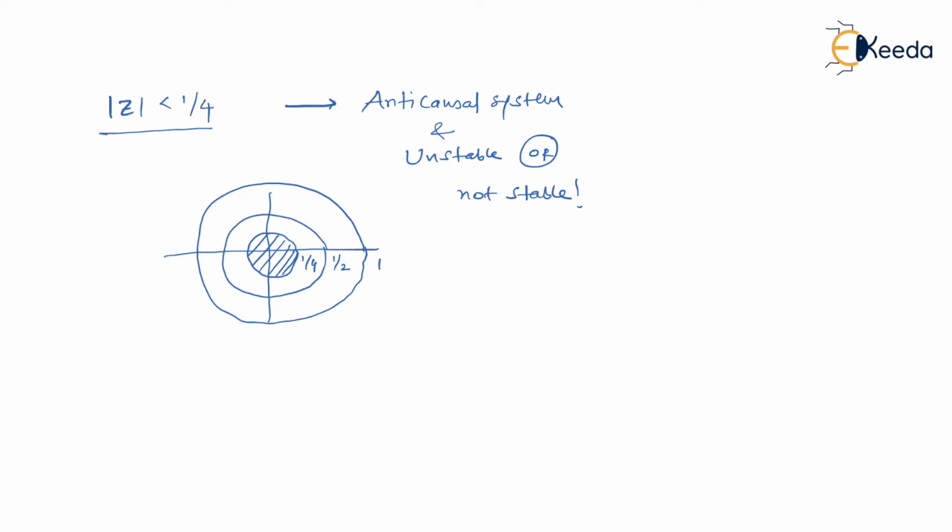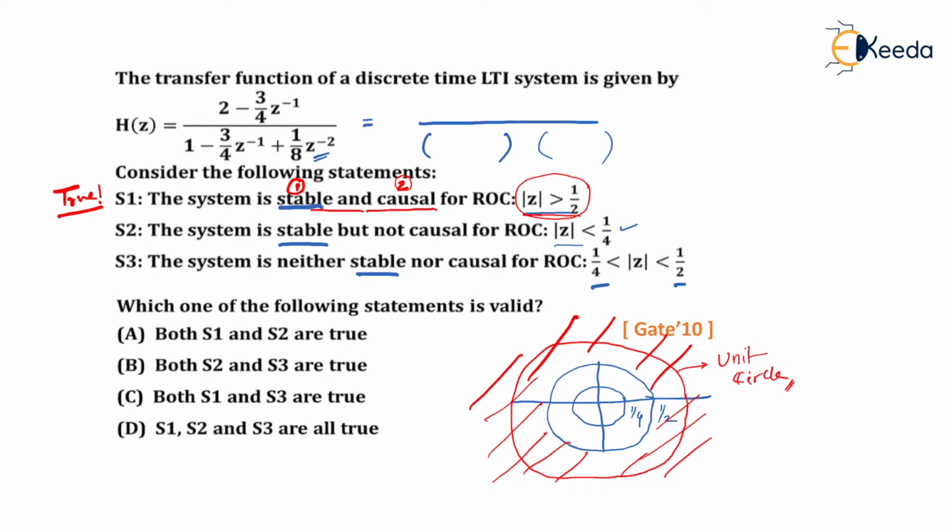Let's see what statement 2 really means. Statement 2 was related to mod of z less than 1 by 4. Then it says the system is stable. So here only I can say that S2 is false, because the system is not stable, as well as it is not causal. Of course it is not causal, it is anti-causal.